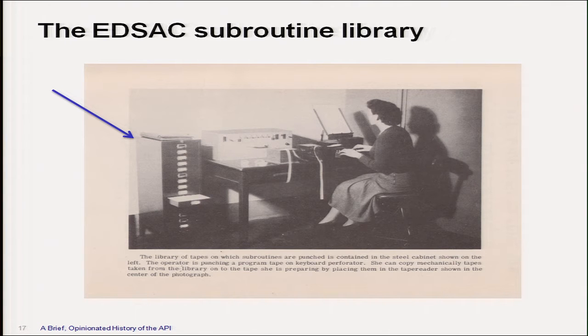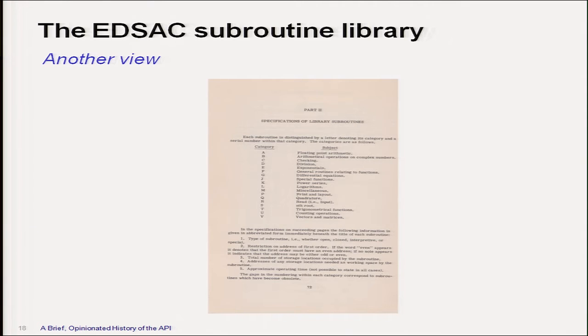Here is an actual picture of the EDSAC subroutine library. It is contained in that file cabinet. That is the library. There are tapes of these subroutines, and the programmer, when he or she turns in the main program, would say, these are the subroutines I need, and she would take them out and punch them all up onto one tape. Basically, that's a tape duplicator in the middle, and that tape would be fed into the EDSAC.